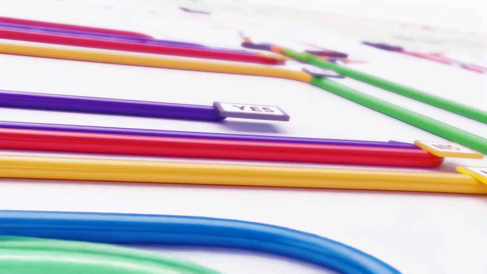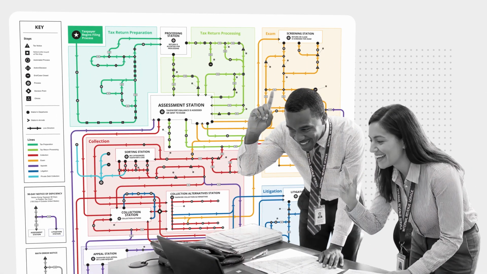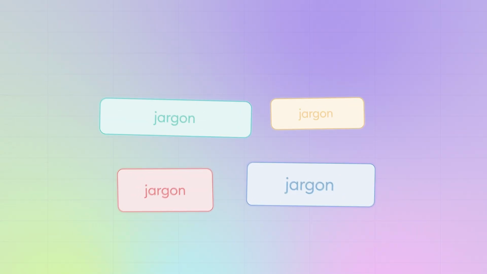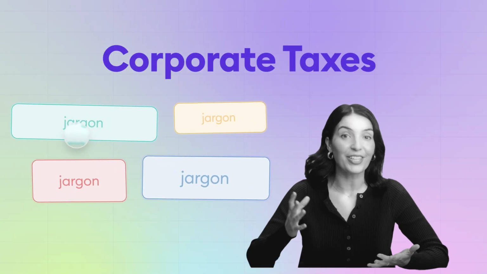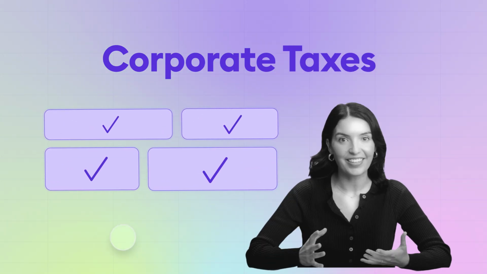The U.S. tax system is so complex that when people asked the IRS to make an easy-to-follow chart, the IRS said, "How's this?" And that's just for federal taxes. In this video, we explain corporate taxes without all the jargon, so you can finally rest at tax time.